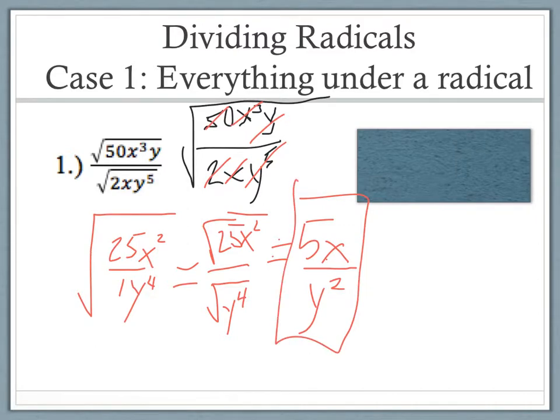So what's nice about this one is it's really just what we've done in the past. We're just going to simplify our fraction first, then we square root the top, and then we square root the bottom. So if it was a cube root, we would just cube root the top and cube root the bottom. And then 4th root, 5th root, whatever it might be.